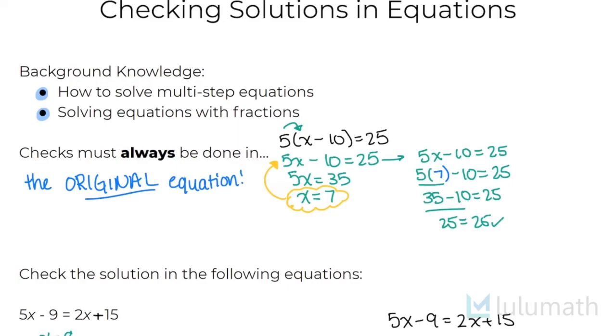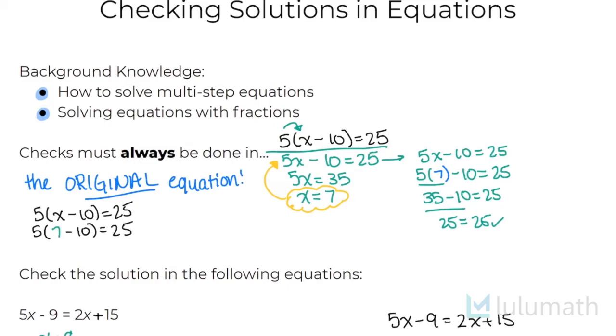I get that I solved it correctly, but here's the thing. I solved it correctly after my initial incorrect step. So here I have no idea that I made a mistake because it checks. However, if I were to check it in the original equation, like we said we want to do, then I would have 5 multiplied by the quantity x minus 10 equals 25. So I would do 5 multiplied by the 7 minus 10 equals 25.